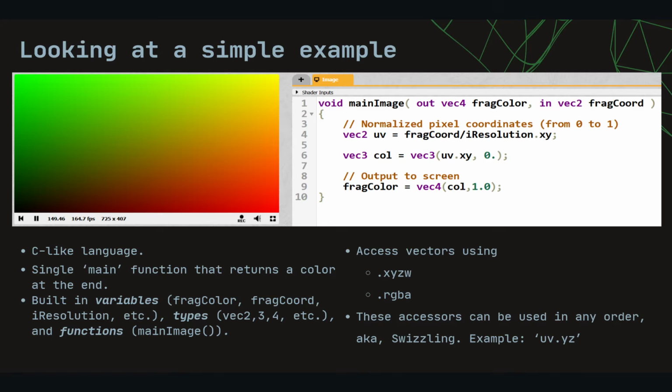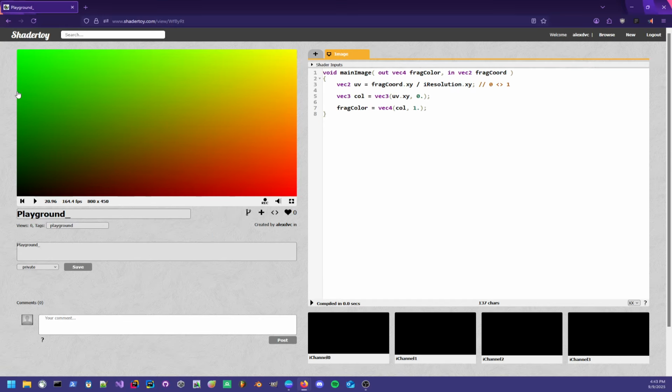All right, so this is a simple example. This is the one that ShaderToy gives us. Oh no, actually, this is not the one that ShaderToy gives us by default. I'll pull it up. Oh, let me make this bigger.